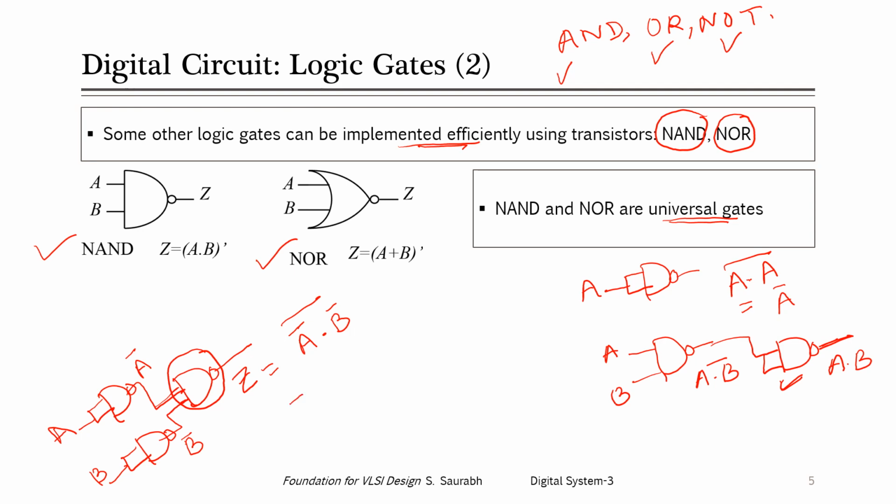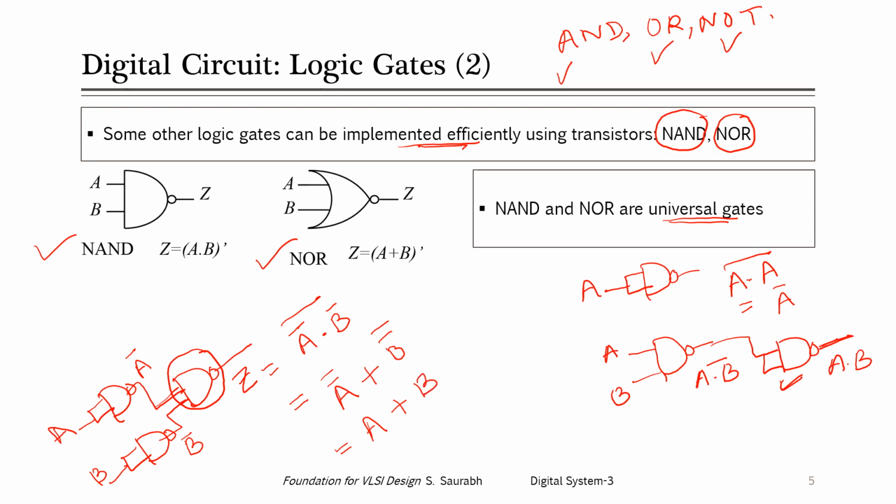Now we can use De Morgan's theorem, which we discussed in the first lecture, to expand this. So this will become (A complement) whole complement plus (B complement) whole complement. And a complement of a complement is the same variable, so it will be A plus B.